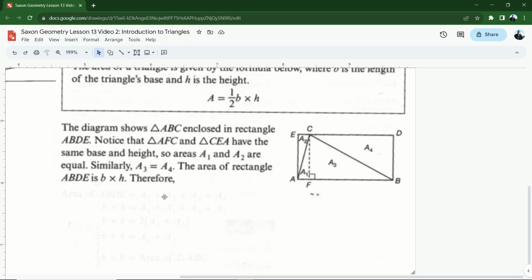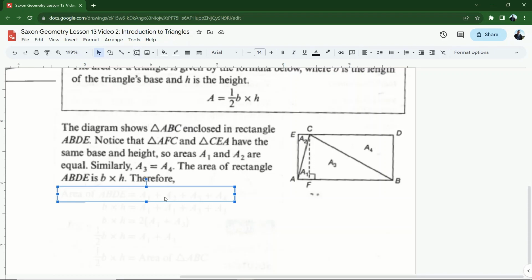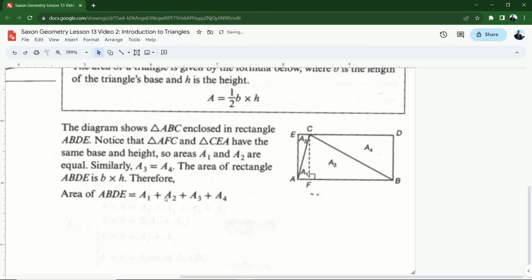Now we're going to see a proof that's like a visual proof. This isn't like a 2-column proof like we're going to be working with later, but it's a really cool visual proof of this concept. So the area of the whole rectangle ABDE has to be equal to the sum of all of these triangles inside. Does that make sense? Triangle 1, triangle 2, triangle 3, triangle 4. I add all four areas together. I get the area of the rectangle.